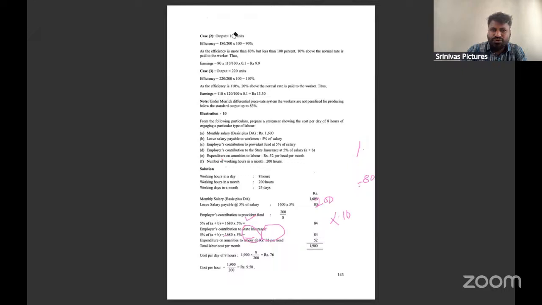See, case 2, 180 units, 90%. So 90% means what? 90 into 110 by 100 and 10 paise. That 9.9 rupees is going to be received. This is the 110% that is there. So 110% means 120% of the rate we are going to pay. So like that we are going to pay according to his amount. Is it clear? So go through once whatever the text is there. According to that, you can go through.